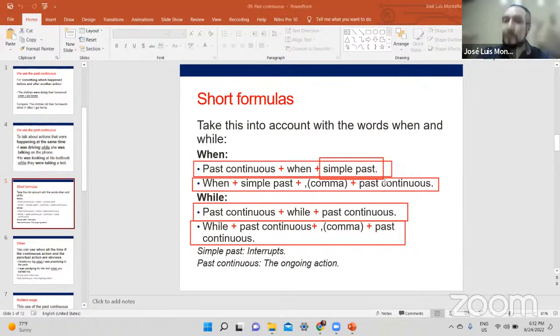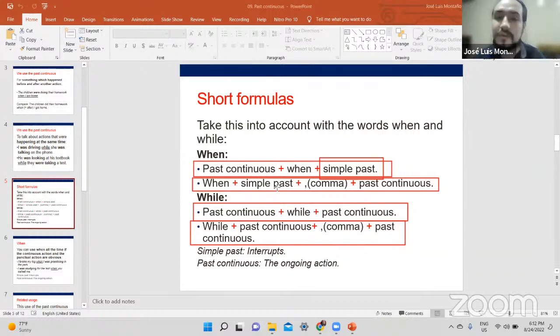If you analyze, you were doing something when something unexpected happened. The lights went out. Okay, that's one. And the other one could be when you called me. When you called me, I was studying. It means that you were studying first and then you called me out of nowhere.